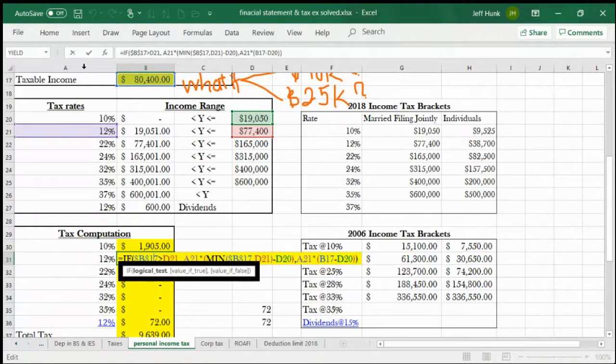Yeah, everything is done correctly. So in the next bracket, we need to check. I mean, the same logic will apply. If B17 is greater than D21, we will need to check, right?